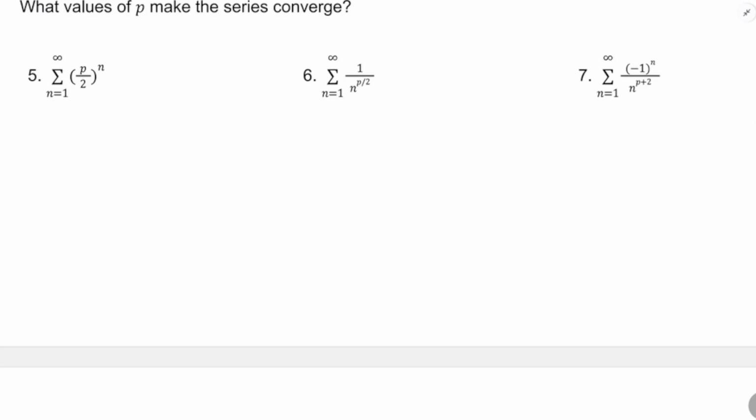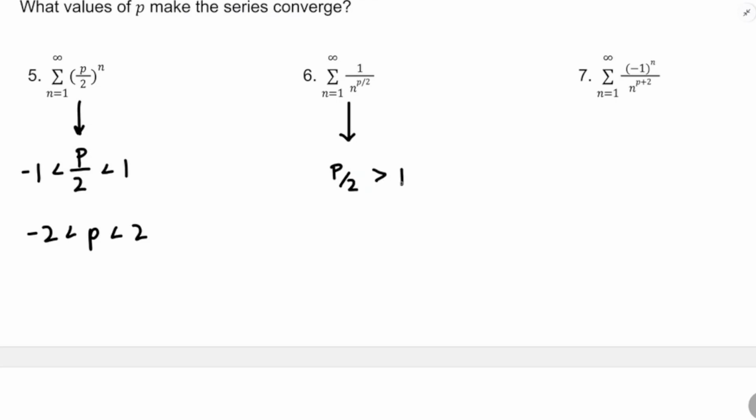I think the best way is to have a hypothesis and then check it by making the error bound again. So then, what values of p make the series converge? The first one's geometric. For a geometric series, we need the ratio to be between -1 and 1, so that's p between -2 and 2. This is a p-series, so we need the exponent of n to be greater than 1, which is where p is greater than 2.